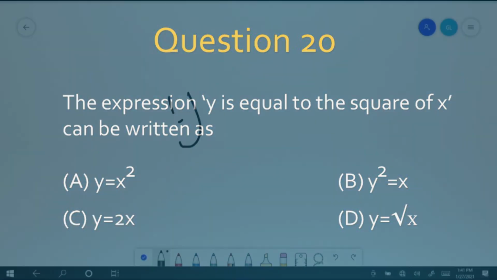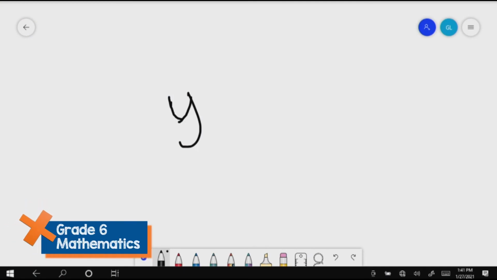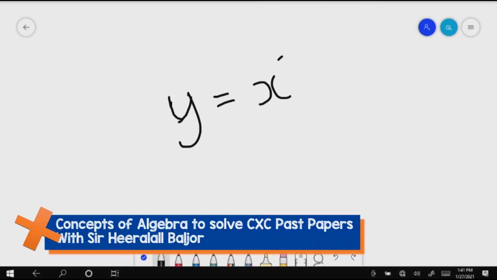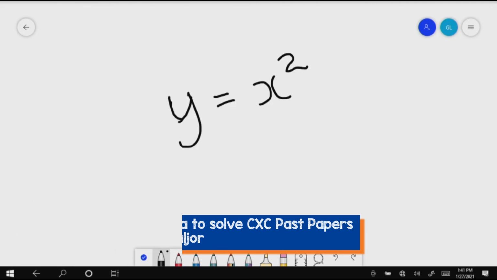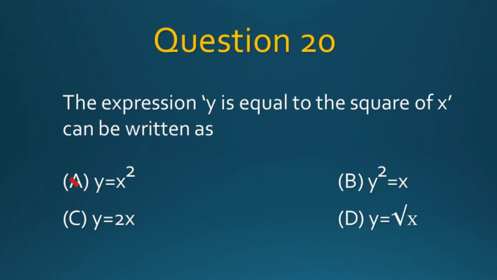The expression y is equal to the square of x can be written as y, we write it just as it is being pronounced, is equal to the square of x, or it's x squared. So our solution there is A, y equals x squared.